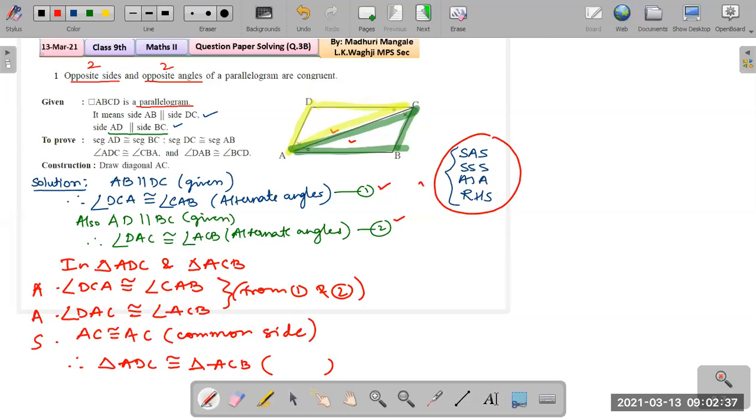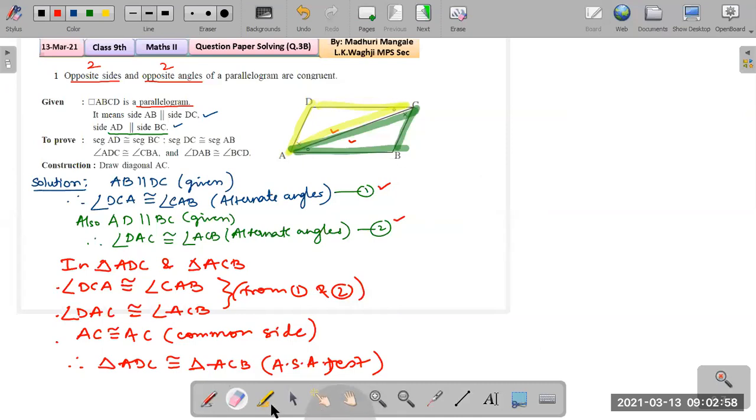So which is the rule? The rule is ASA. Okay, so we mention the rule, that is ASA. We mention it over here. By which rule? By ASA rule. Okay, or we can mention it by ASA test. Good so far. Next, we have to prove that those parts are equal.